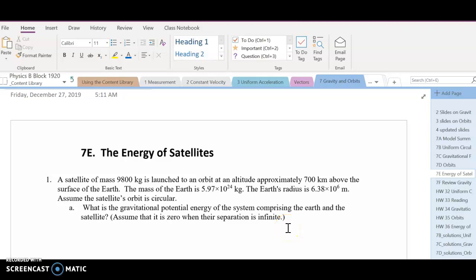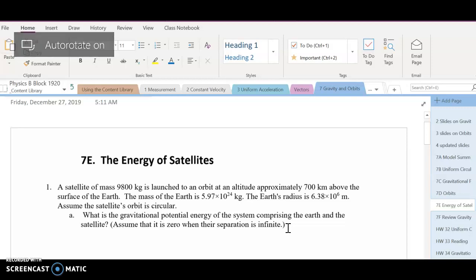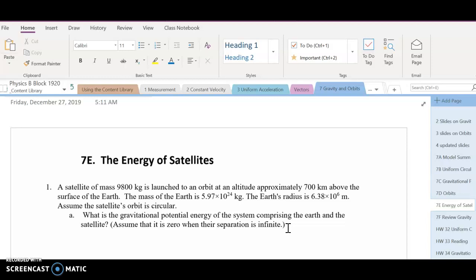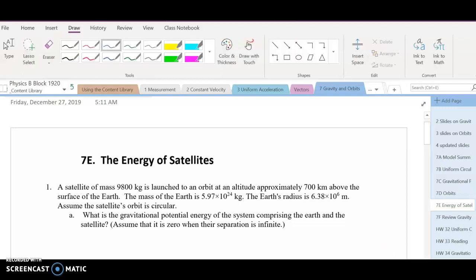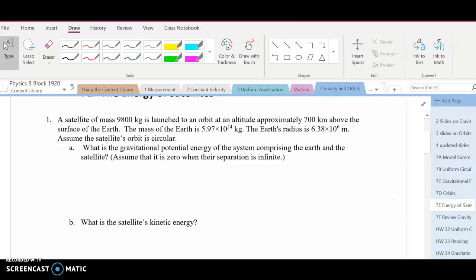In this webcast, we're going to work together some of the examples that are in Worksheet 7E about the energy of satellites. So the first problem is talking about a satellite in orbit around the Earth, and they're telling us that it has an altitude of about 700 kilometers above the surface of the Earth. And so the first question is, what's the gravitational potential energy of this system?